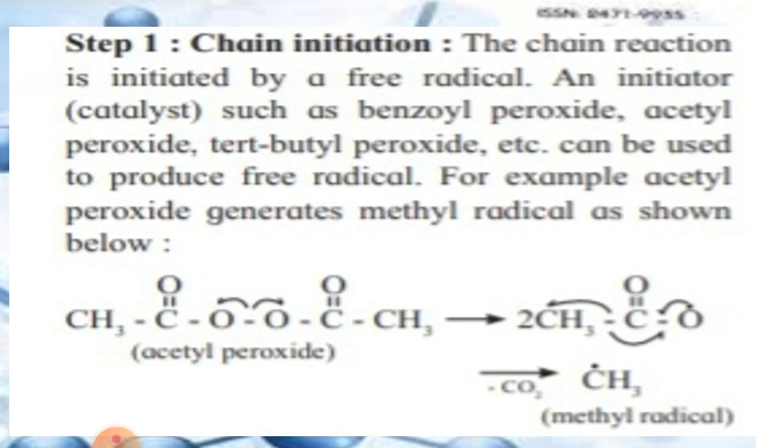How many molecules of CO2 will be liberated? 2 molecules of CO2 will be liberated. Now this CH3 will become unstable and develop a free radical on it, and the name of that free radical is the methyl radical. Here, students, acetyl peroxide is converted into methyl radical. We are obtaining methyl free radical. Now this methyl free radical will initiate the monomer.